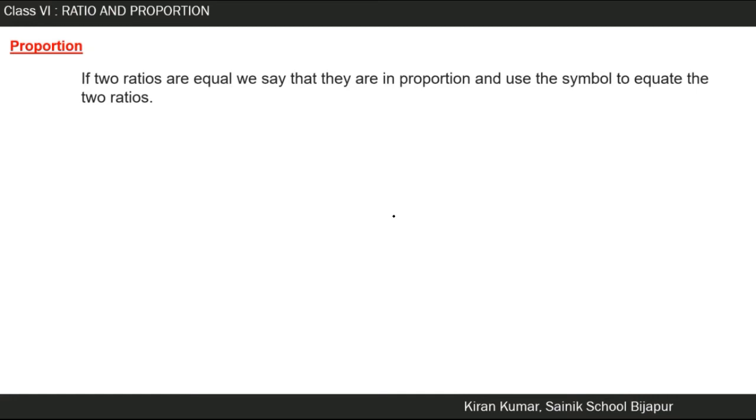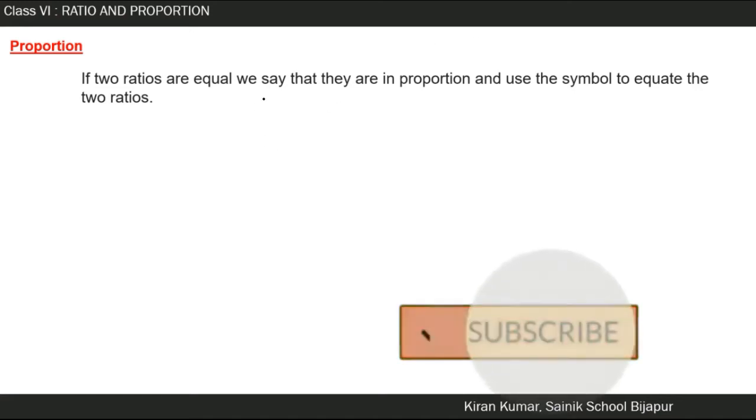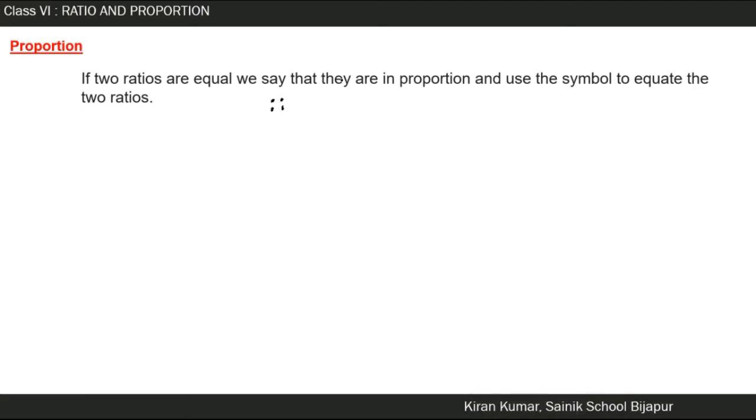Now we'll discuss another important topic, proportion. If two ratios are equal, we say that they are in proportion. We use a symbol to equate the two ratios. The symbol used is this symbol, or else we also use equals. We say that A is to B as C is to D.